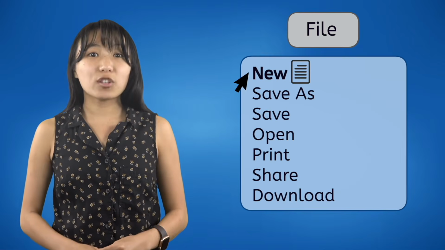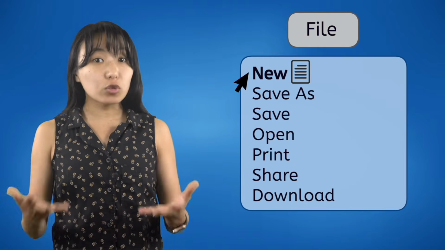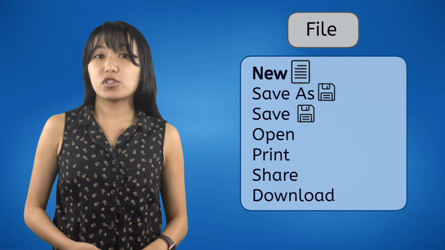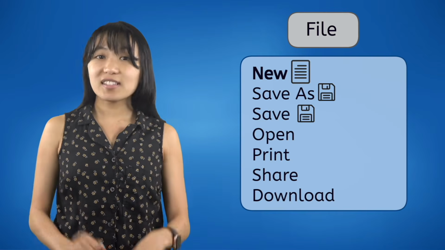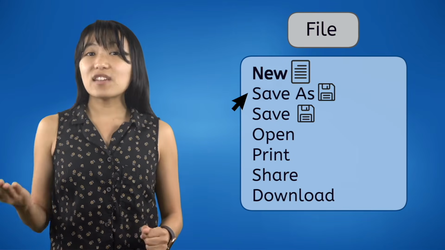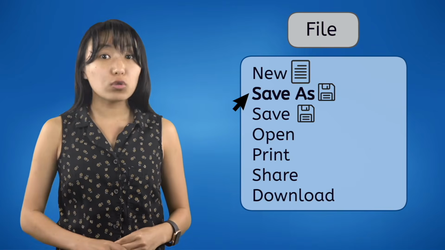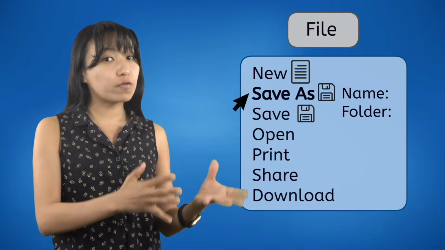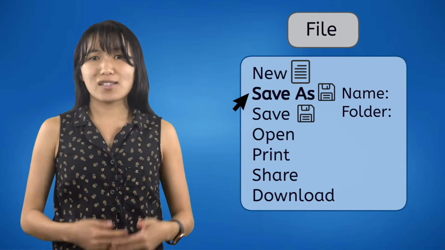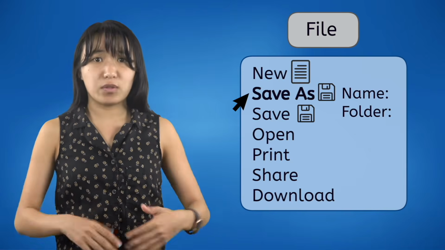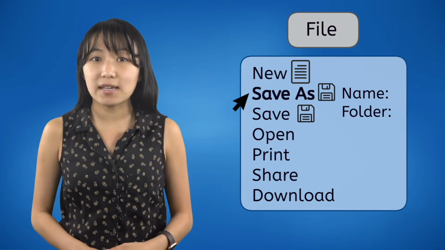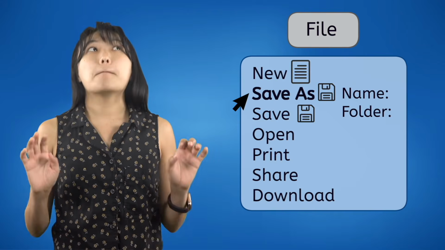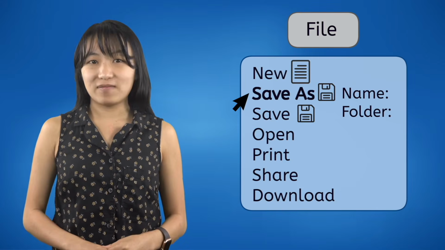Once you've done some work on your file and want to make sure you won't lose what you've done, you should save it. There are two options to do this: Save As and Save. Save As gives you total control over how the file is saved. You can name it and choose which folder to save it in. Otherwise, all your files will get saved with random names in the same place. And after last unit, I'm sure I don't have to tell you what a mess that would be.